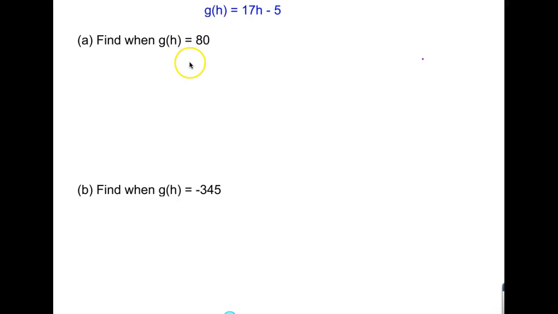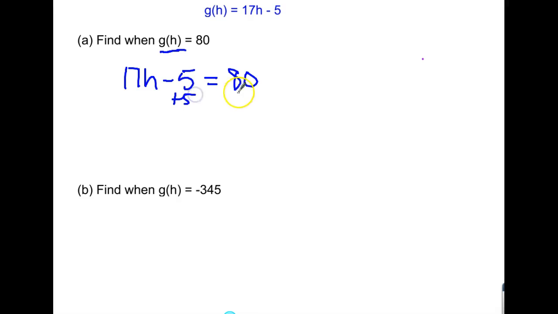What if it's the other way? What if, like right here, it says g of h equals 80? Here's my function g of h. What happens if I don't know the input, but I do know the output? So it's asking, when does g of h equal 80? So we have to find the input. So the question we have to ask ourselves here is, what is g of h? G of h is 17h minus 5. If g of h is 17h minus 5, and that equals 80, then I can just set it equal to 80. And there you can solve from there.